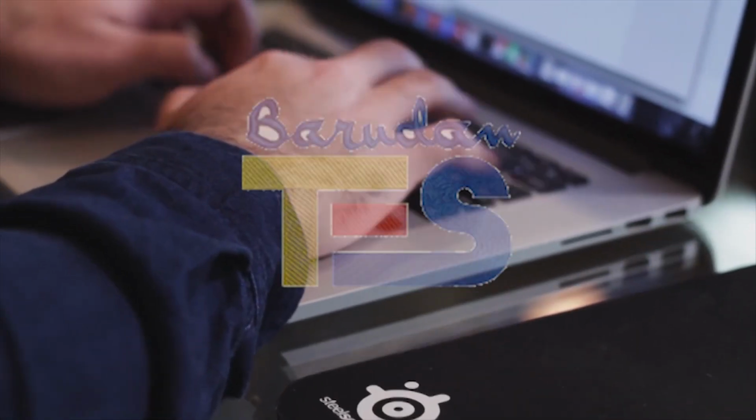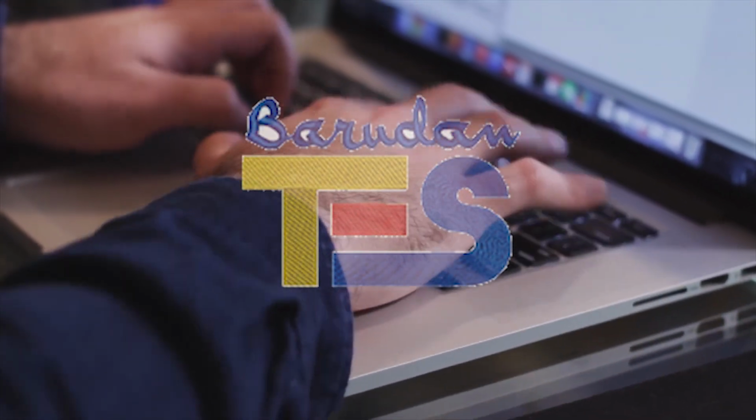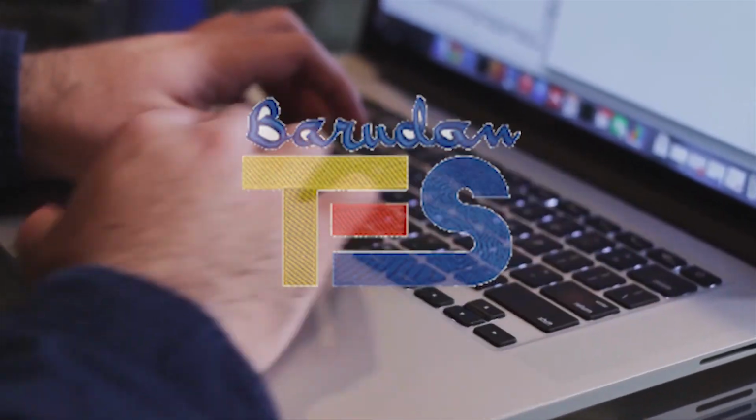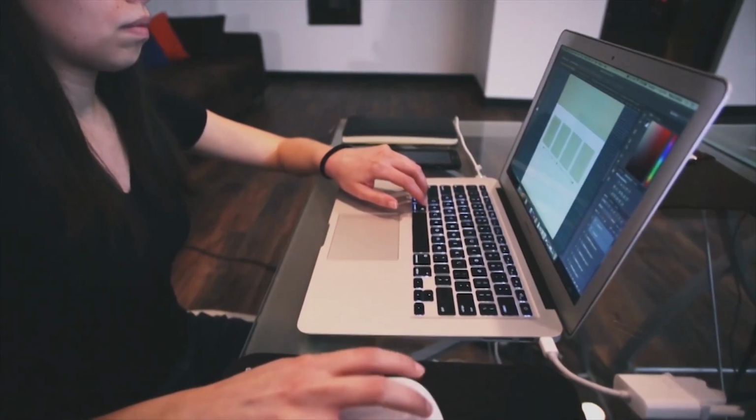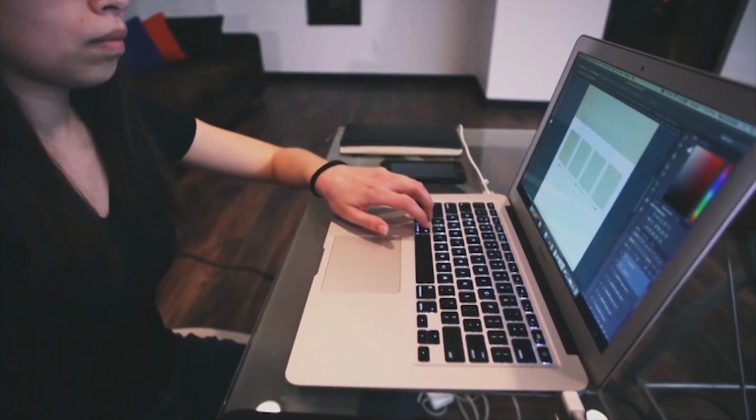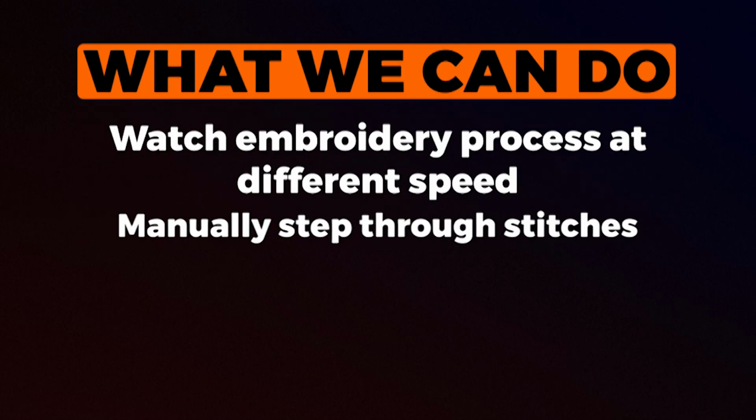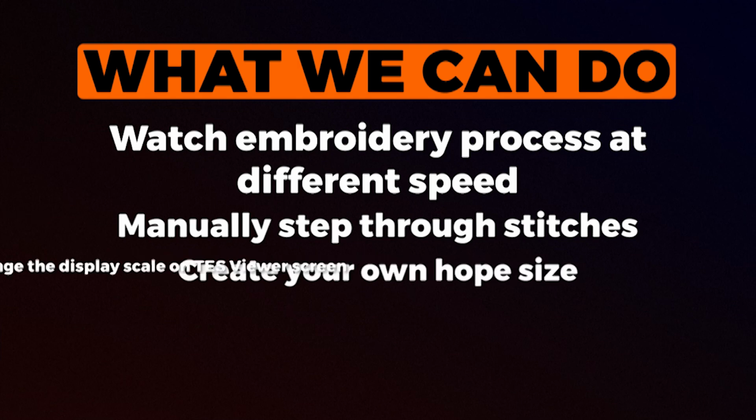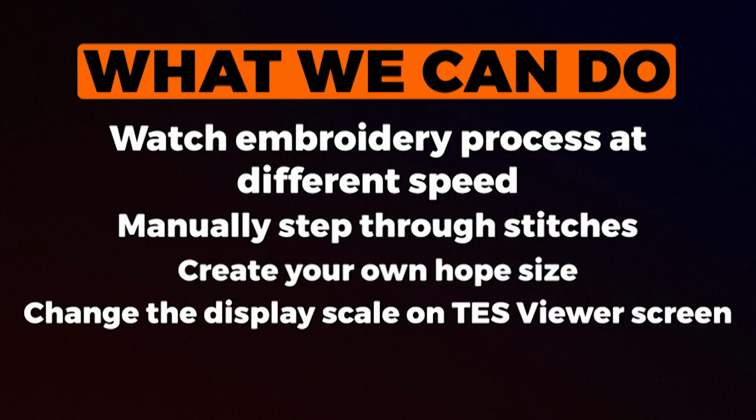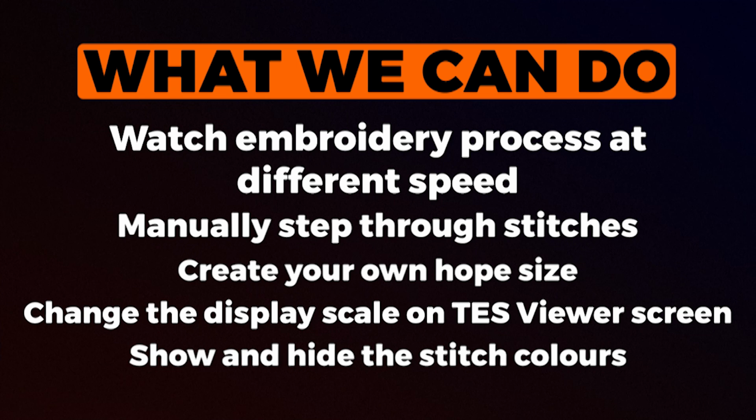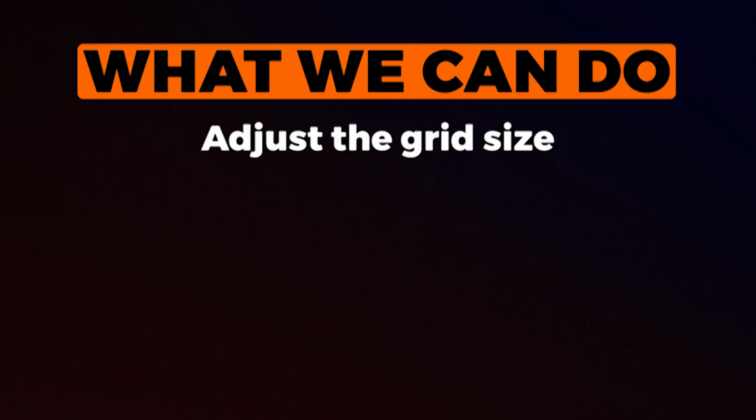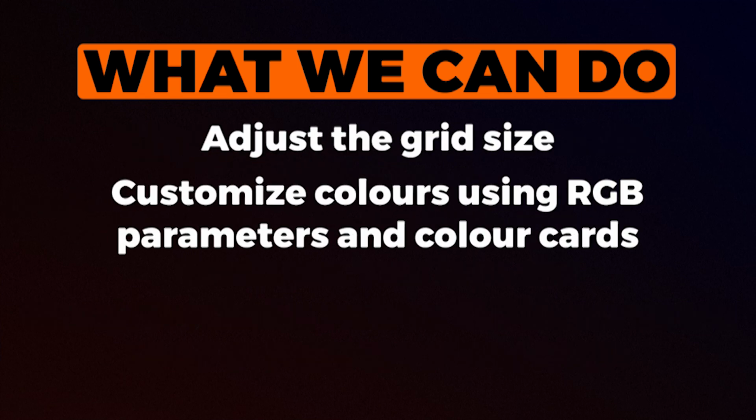So collectively, you can get a nice embroidery digitizing software that is also a good converter and file manager. You can enjoy the hidden creativity behind this free embroidery software. What we can do is watch the embroidery process at different speeds, manually step through stitches, create your own hoop size, change the display scale on the TestViewer screen, show and hide the stitch colors, adjust the grid size, and customize colors using RGB parameters and color card.